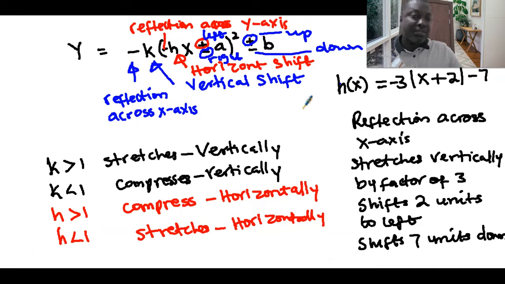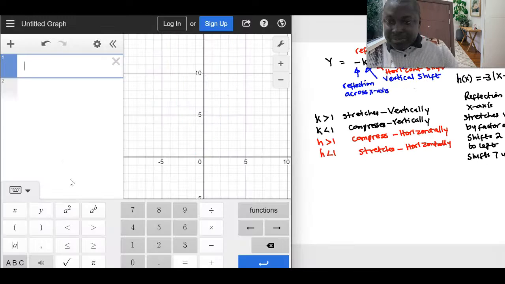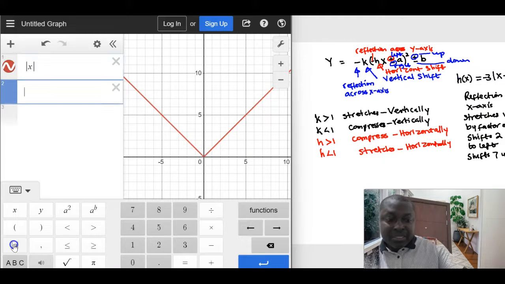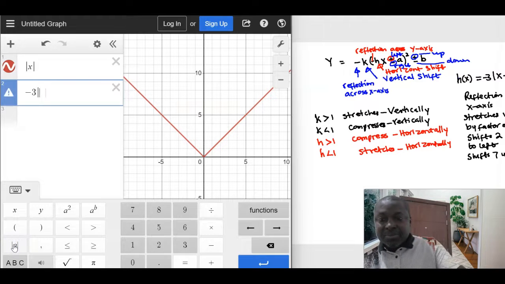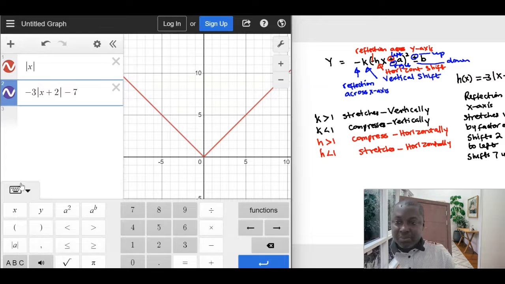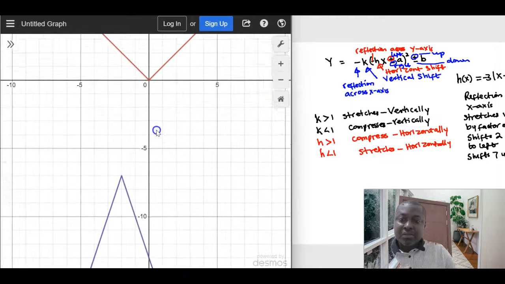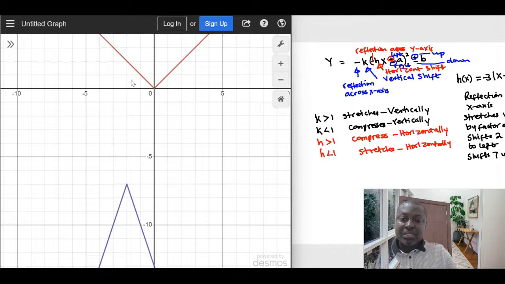You can graph it and you can see so easily. Always put the parent over there for you to see what is happening. Then we got -3, then the absolute x, and it was +2, and then -7. We can put this one down, and then we can see better. So we see, you compare this, you could see all that is happening. Always make sure you use a vertex, the tip, to see what is happening.